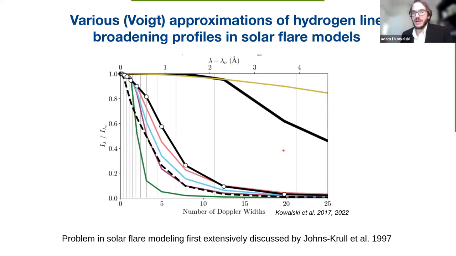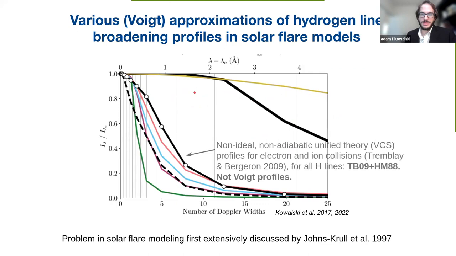So it's been a question for a long time of how to include an accurate prescription of the broadening of hydrogen lines in solar and stellar flare models. Various approximations have been made, and none of them are sufficient. Here I just show a comparison of the various approximations for the H gamma line, which is 5 to 2. And the correct answer is this one here, which are the unified theory profiles, which have been updated and included into white dwarf atmospheres.